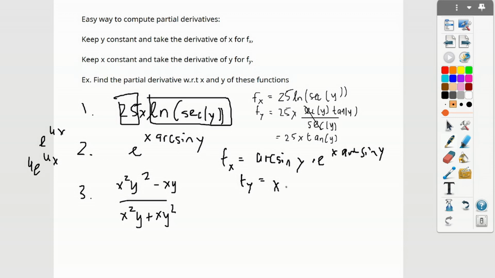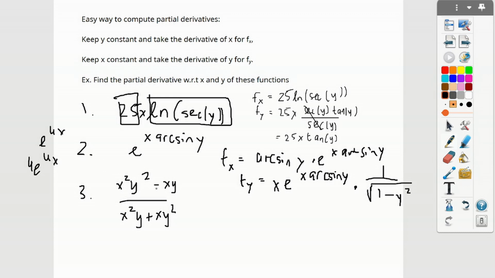This is like 2 arcsine, so it's x e to the x arcsine y, and then multiply by the derivative of arcsine y. What's the derivative of arcsine y? It's 1 over the square root of 1 minus y squared, and that is the f sub y right there. So this is just trying to remember what is a constant, what is not a constant, and remembering your derivative rules that you've learned.